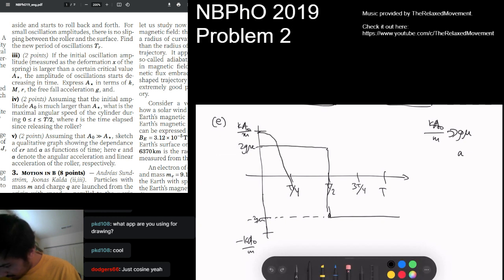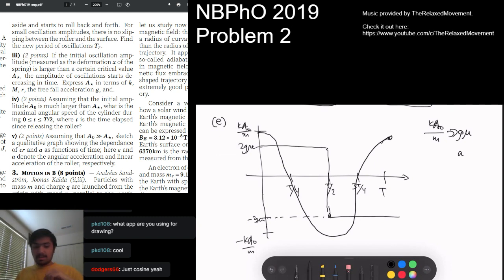Drawing is hard. Okay, is this correct? I think this is correct. Is the graph for A correct? But in reality, this is much smaller, so in reality it would look more like a huge cosine curve, much more disparate like this. This might be a better picture.